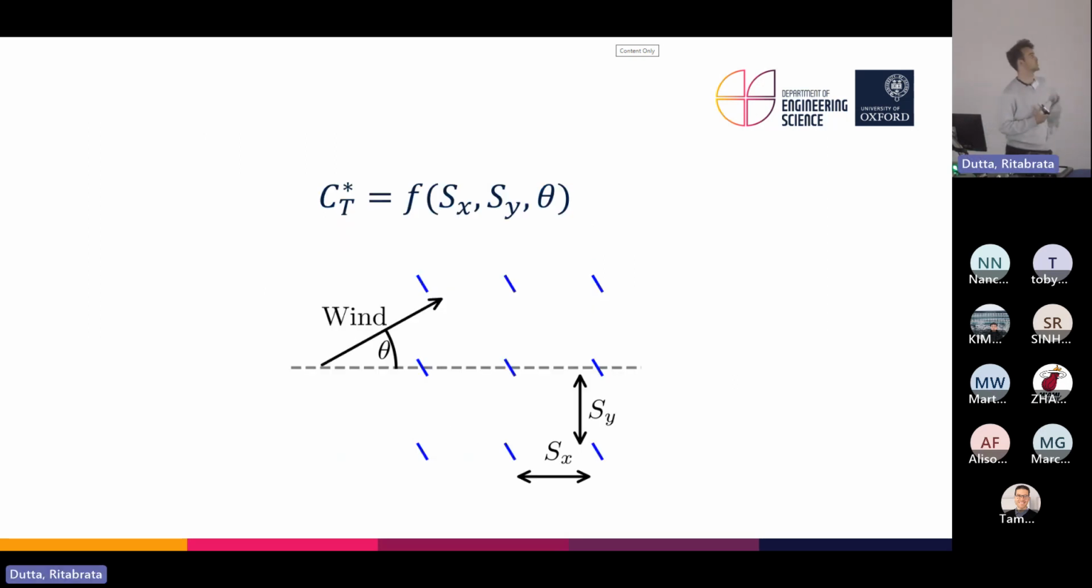So this picture shows an example layout of a wind farm viewed from above. We're trying to model CT star as a function of 3 parameters, which describe the layout of our turbines. We have Sx, the distance between turbines in the x direction, Sy, the distance between turbines in the y direction, and then theta, which is the wind direction relative to the x direction. And one thing to note as well is that the turbines are always rotated to face the wind direction as well.